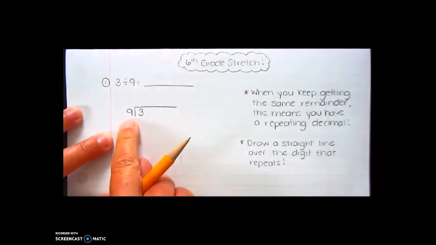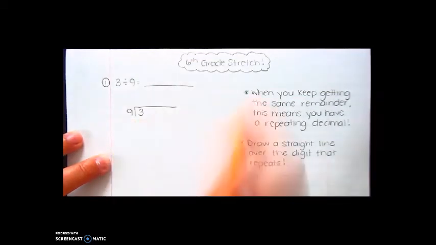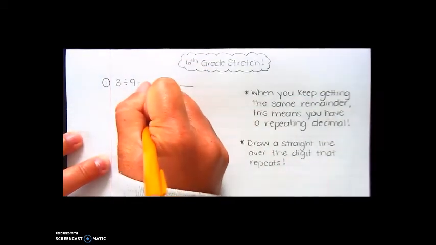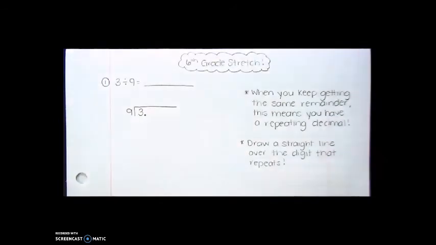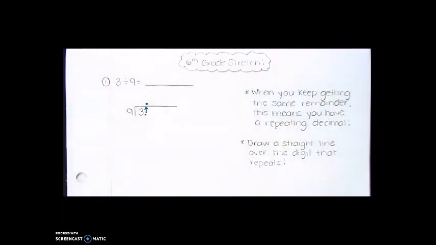Now, since I'm dividing by a whole number, I need to bring my decimal point straight up. But remember, I don't have a decimal point, so I'm going to write it on because every whole number has a decimal on the end. So I'll bring that straight up.